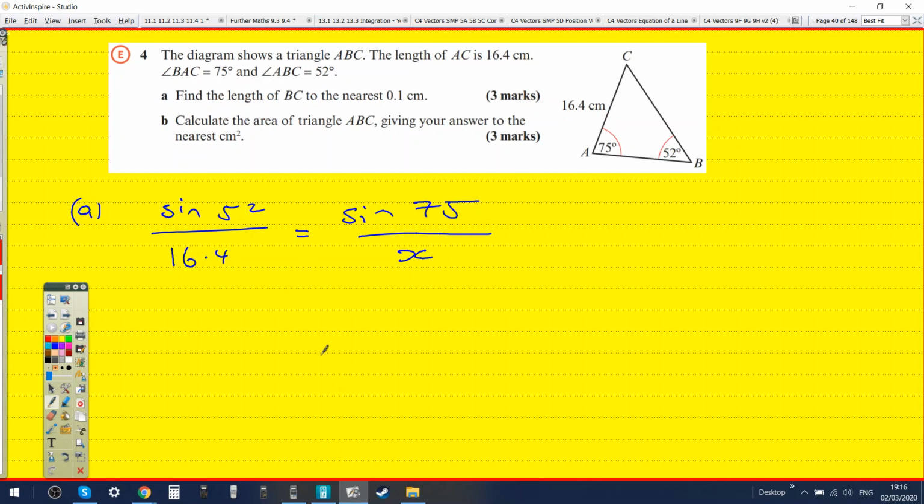I got x is 20.1 centimeters. Looks about right. This one's 16.4. And then finding the area. All right, how would you find area?